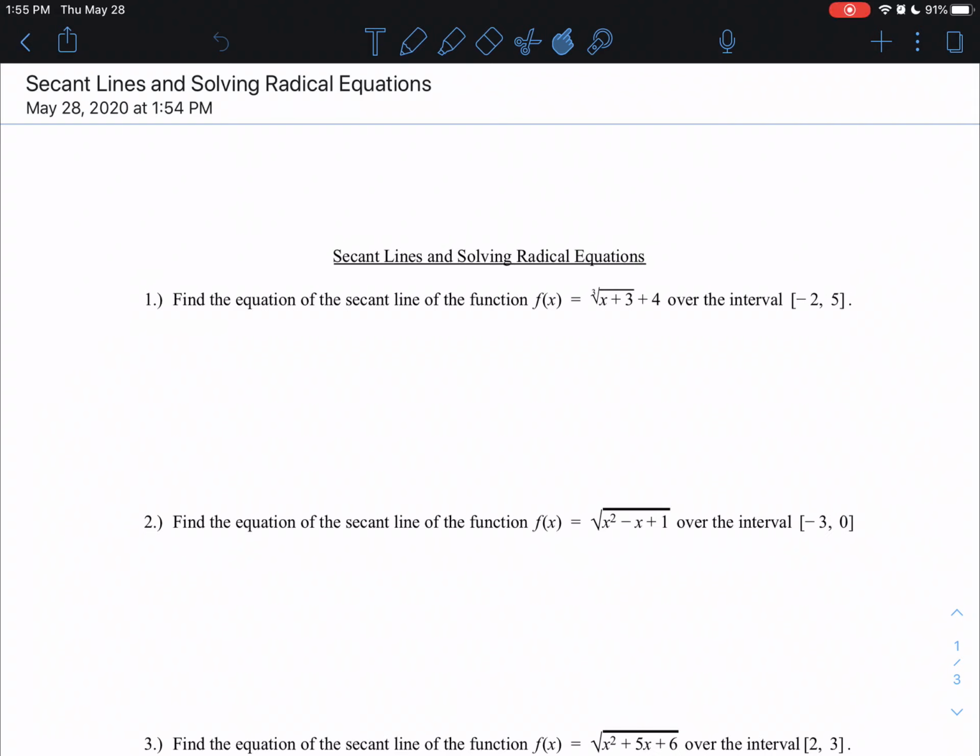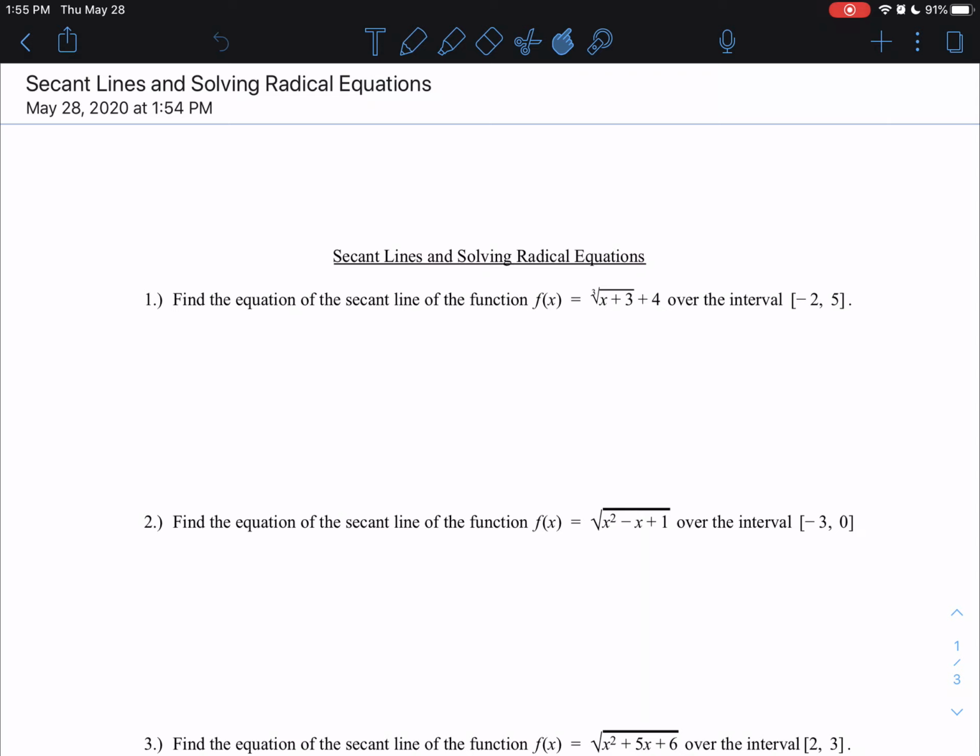Okay guys, so today what we're working on is secant lines and solving radical equations. So a secant line is a line that goes through, well, if you were to graph a function, a secant line is a line that's going to go through two particular points on that function.